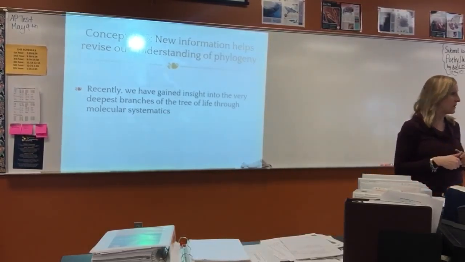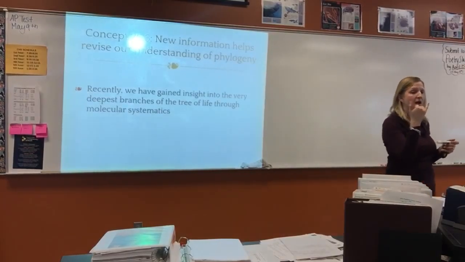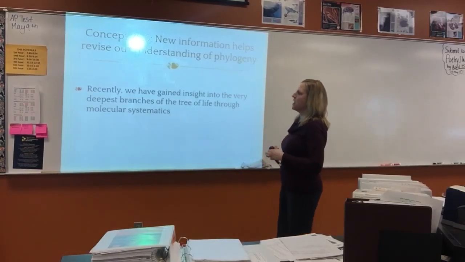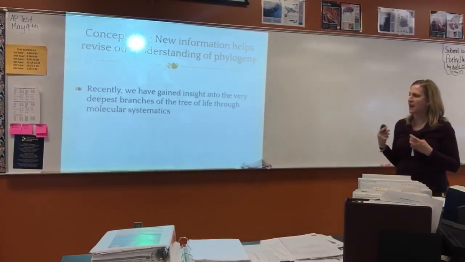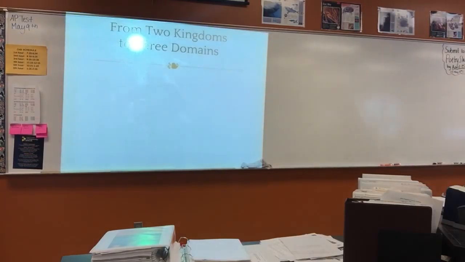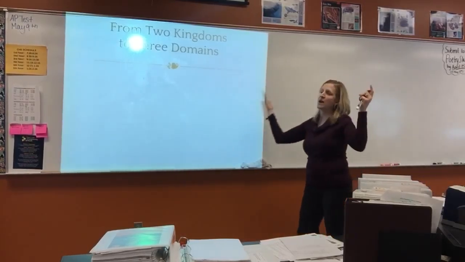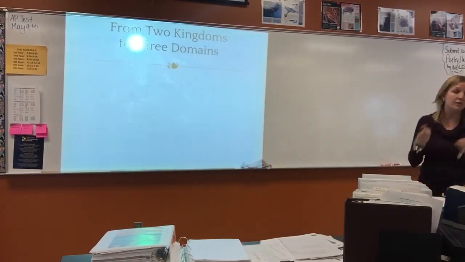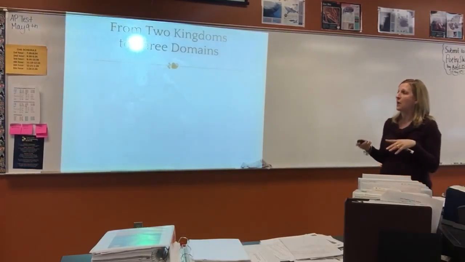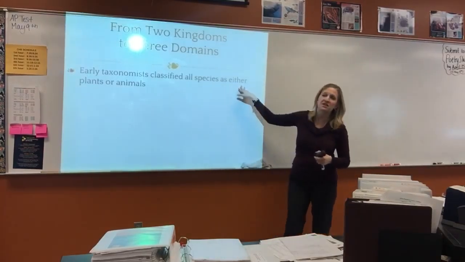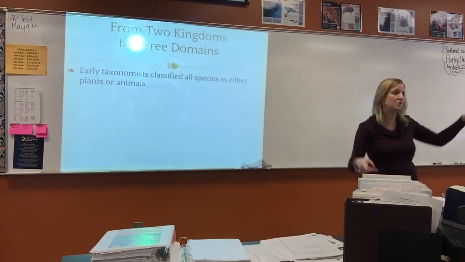80 years ago, we weren't able to do that. And so everything was based on just morphological features, fossil features, and so on. And now we can actually compare DNA, which gives us a new window into relatedness between organisms. And so we've changed some things. So when categorizing all living things on the earth, we've gone from 2 kingdoms. So at one time, early taxonomists classified all species as either plants or animals. So they put them into these 2 categories.